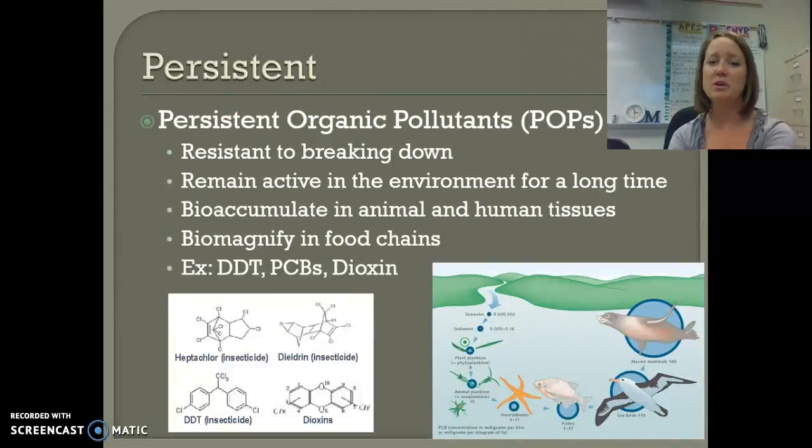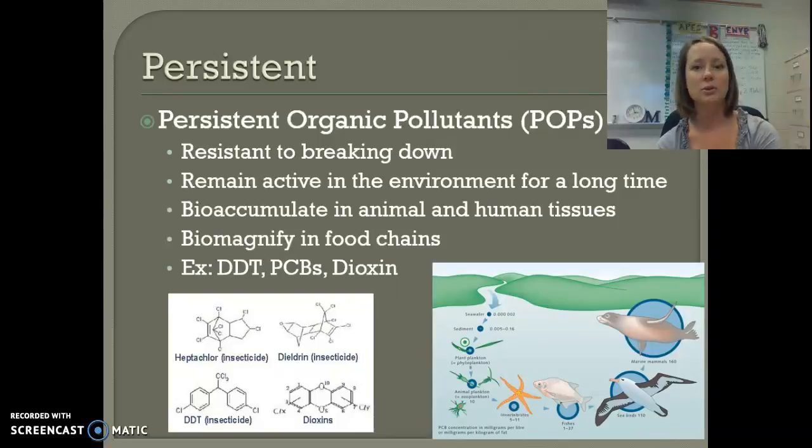Persistent versus biodegradable. We've talked about POPs, or persistent organic pollutants. Those are pollutants that resist breaking down, usually because they are not water soluble. And because of this, they remain active in the environment for a long time. They can bioaccumulate in the fatty tissues of animals and humans. Therefore, they can lead to biomagnification in our food chain. Some examples are DDT, PCBs, and dioxins. DDTs are pesticides. PCBs are used in transformers, and dioxins are used in herbicides and also the bleaching process of paper. We'll take a closer look at DDT in class as well.